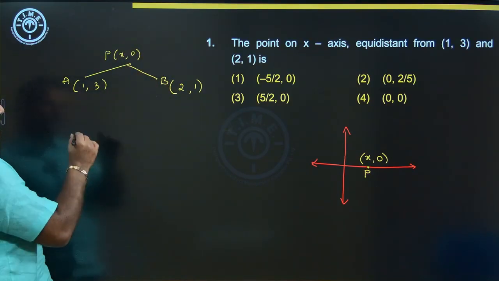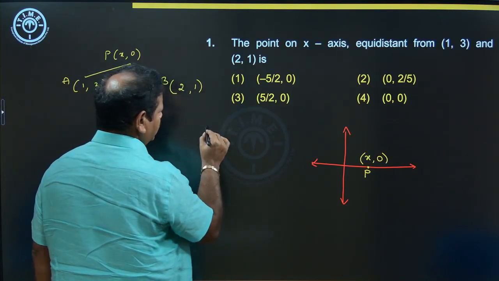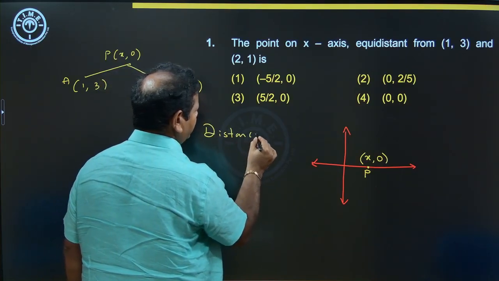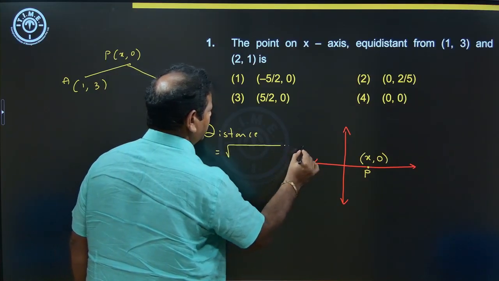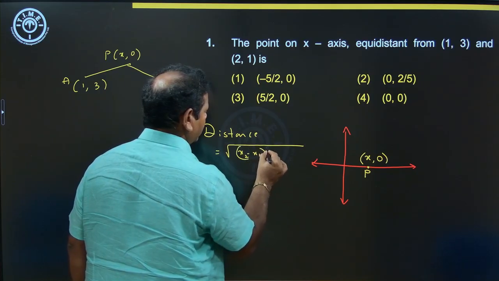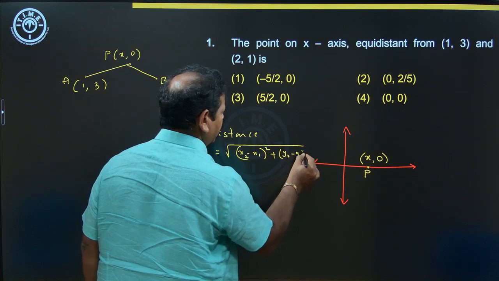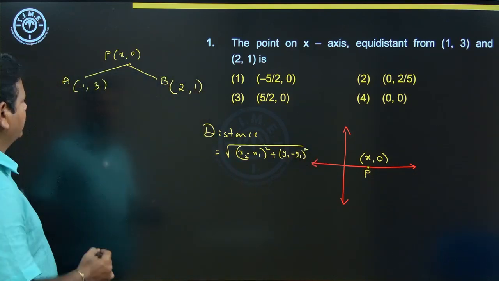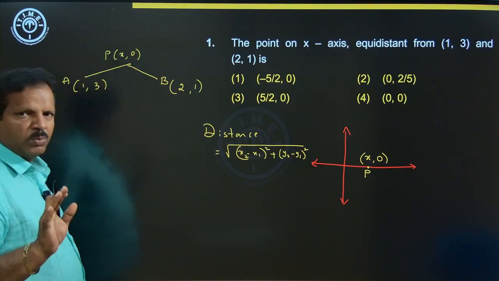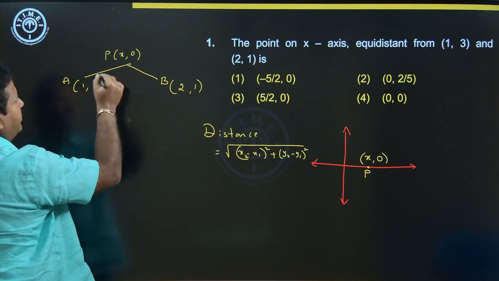The distance between these two, what word are we using, distance. So distance between 2 points, distance formula. Distance between 2 points is root over (x2 minus x1) whole square plus (y2 minus y1) whole square, with points (x1, y1) and (x2, y2). However you write it, no problem because of the square: x2 minus x1 or x1 minus x2.